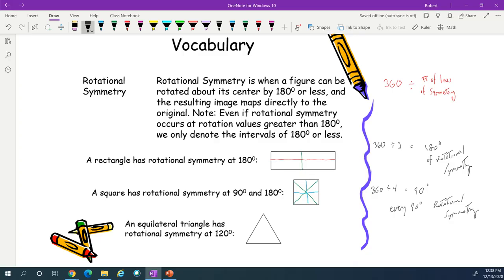Now, typically we identify rotational symmetry between 90 and 180. So we could say 90 and 180, and then it would keep going. Or we can say every 90 degrees. An equilateral triangle has 3 lines of symmetry, so 360 divided by 3 is 120. So let's look at just a couple other quick examples.